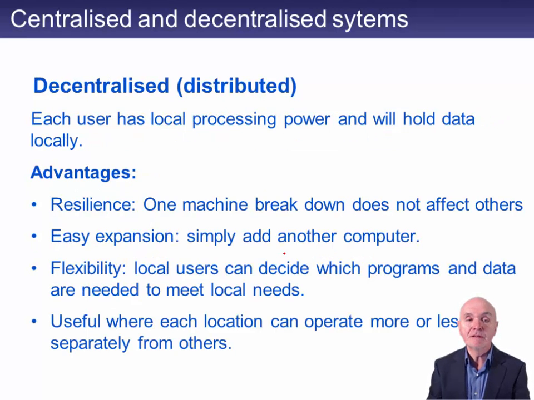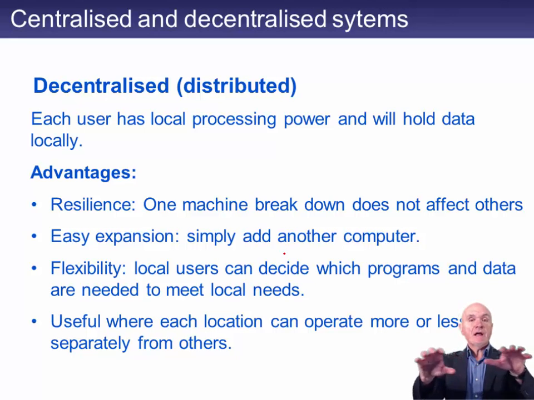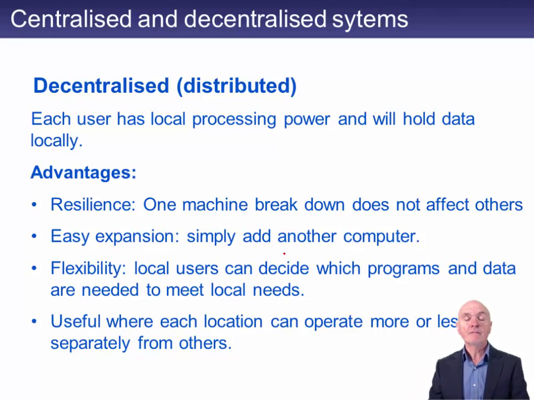Decentralized or distributed processing, each user has local processing power. Advantages, resilience. If one machine breaks down, it normally doesn't affect all of the other ones. It's easy to expand as the organization grows. You simply plug in more resources, more computers. You're increasing the processing power by acquiring more.